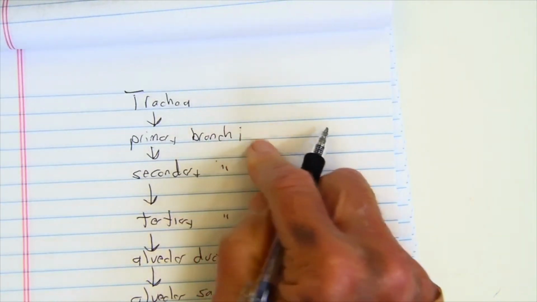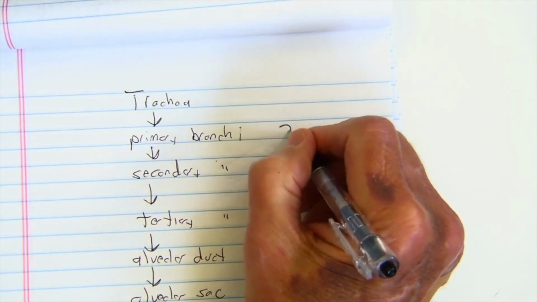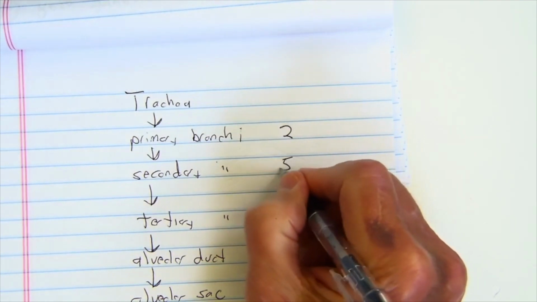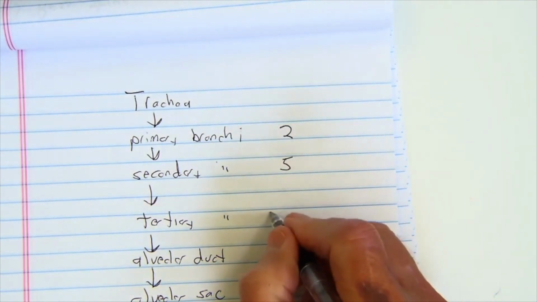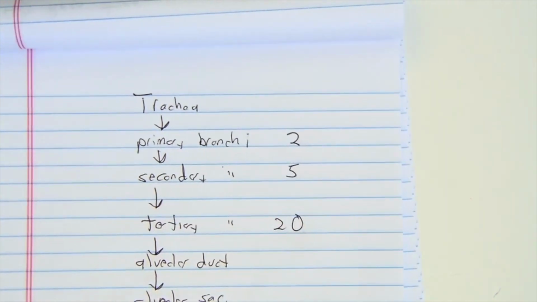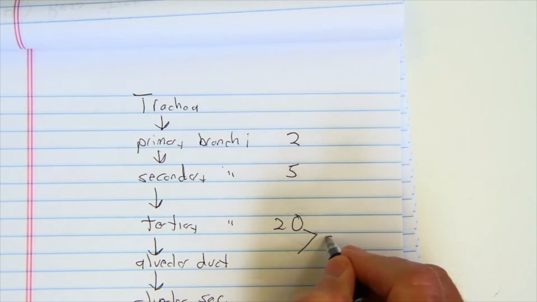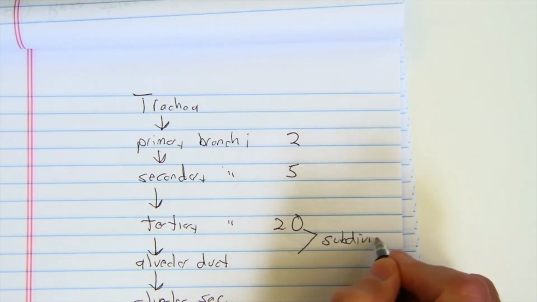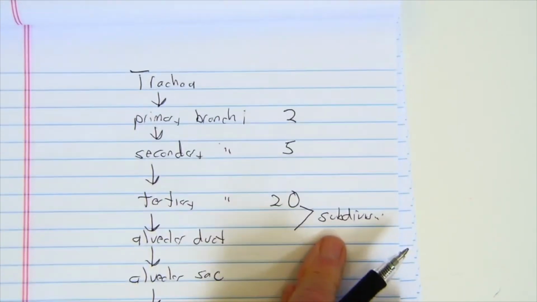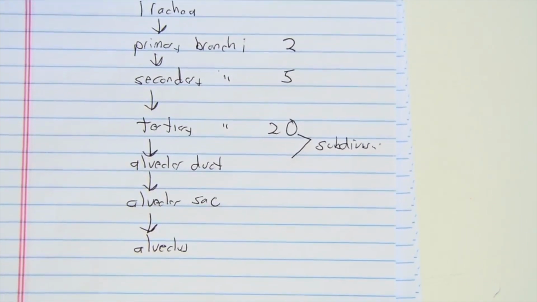So therefore, primary bronchi, how many do we have? Well, we've got 2 primary bronchi. We've got 5 secondary bronchi. We've got 20 tertiary bronchi, and then those subdivide into ducts, sacs, and alveoli. Now, when we look at these tertiary bronchi, between the tertiary bronchi and the alveolar duct, we've got subdivisions. And that's where we start talking about gas exchange rather than bringing air in or bringing air out.